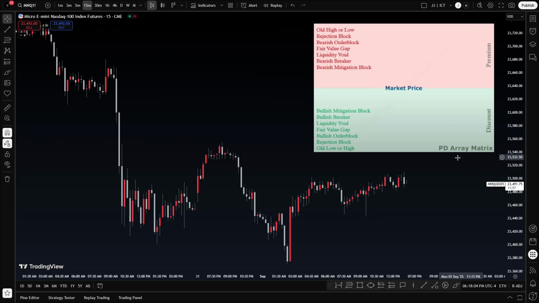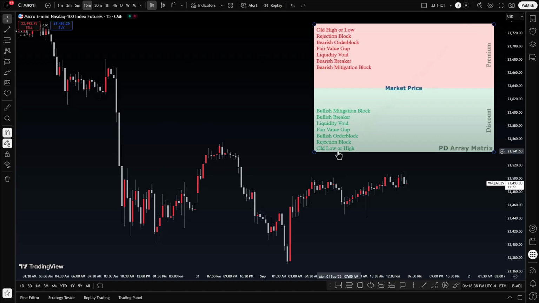So right off the bat, we're going to go over the first way to use the matrix, which is the strength of each PD array. As you can see here, it's from top to bottom, so strongest to weakest. The strongest being the mitigation block, and the weakest being the old lower high. Now we're going to replace the old lower high with the volume imbalance. I wish I could crop that out, but we're going to ignore that and replace that with volume imbalance. So from strongest to weakest: mitigation block, breaker, liquidity void, fair value gap, order block, rejection block, and volume imbalance.